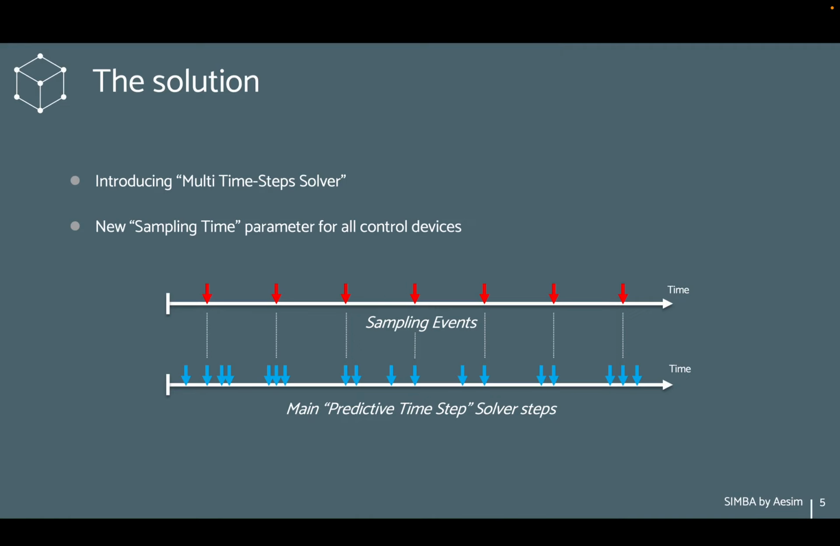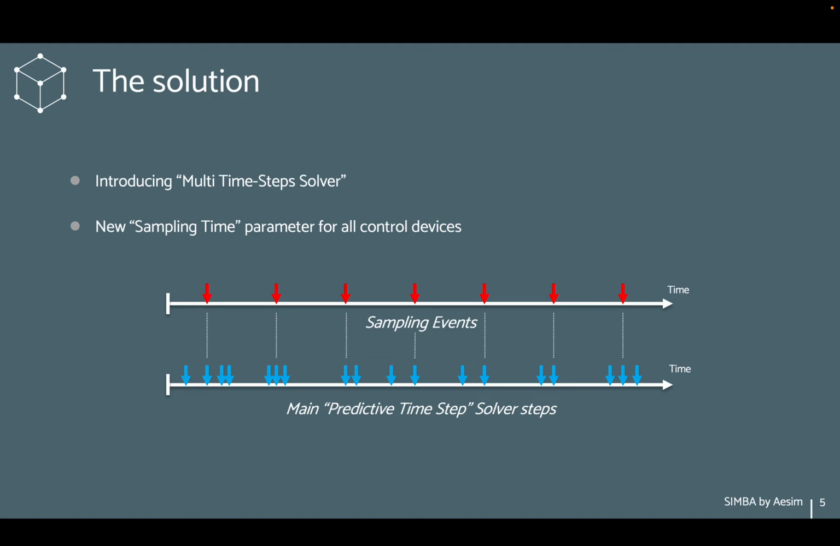In order to simplify this and to get models that are closer to reality, we have developed what we call the multi-time step solver. You can see the multi-time step solver as different solvers that work in parallel and exchange data during a simulation. For the user, the only change is that there is a new parameter on all control devices that we call sampling time. When this sampling time parameter is set, it's very simple. SIMBA will create a new solver that has a fixed time step that will be called every sampling period.